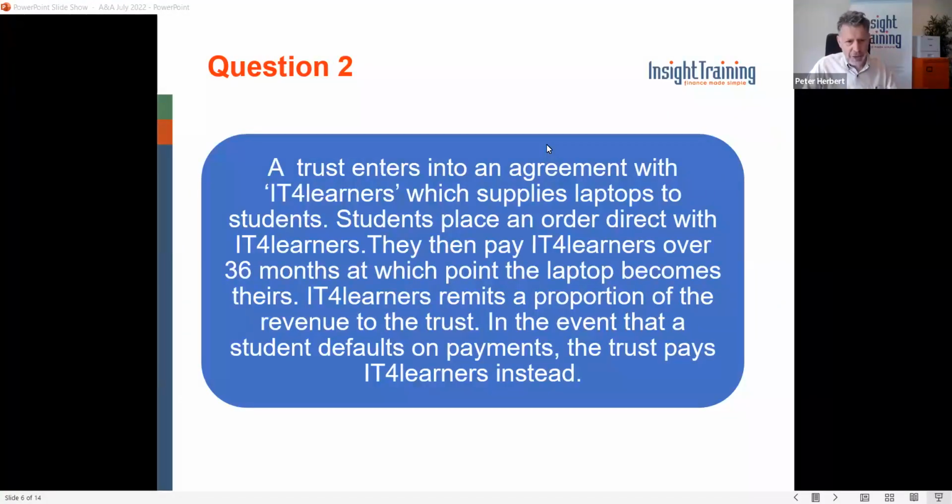Okay, let's move on to question 2. This is all about agency principal agreements. We're getting a number of questions about these recently.